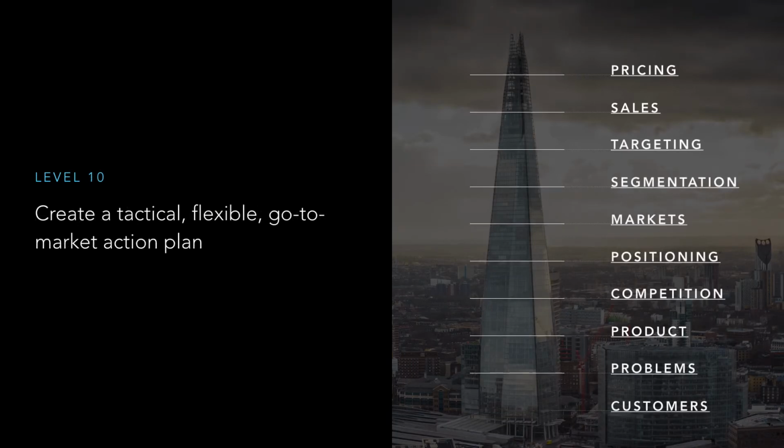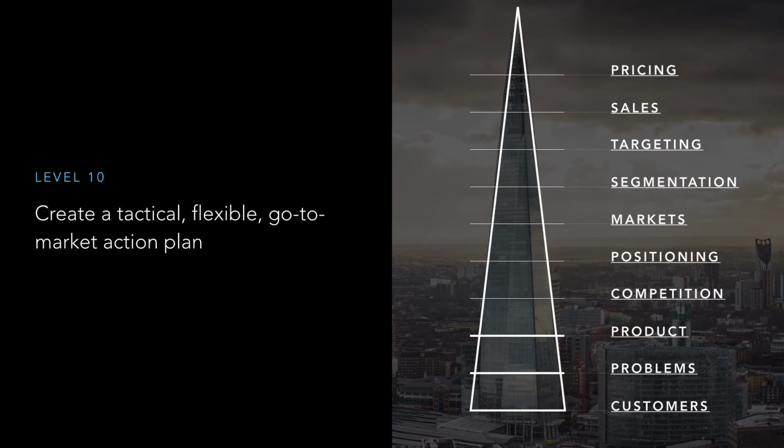Level 10 ties everything together. We explain how to use the framework from Level 1 and the facts from all other levels to create a tactical, flexible, go-to-market action plan. That plan aligns all business decisions with customer needs, so everything from product development to sales stems from one source of truth: what customers want.